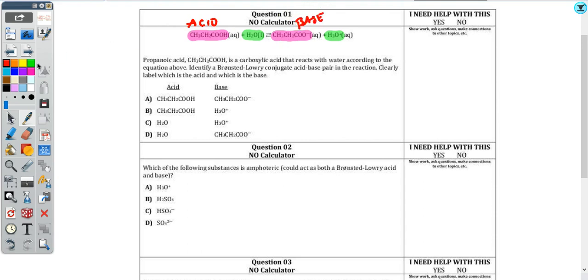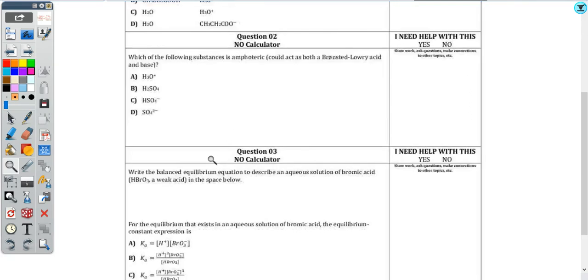The other pairing works a little bit differently. The water molecule, in order to become hydronium, must gain a hydrogen ion. And so if it's gaining a hydrogen ion, that makes this a base, and this is a conjugate acid. Once you've identified the acid-base pairs, it's just a matter of picking the option that most accurately represents what you've outlined there. Question 2. Which of the following substances is amphoteric?